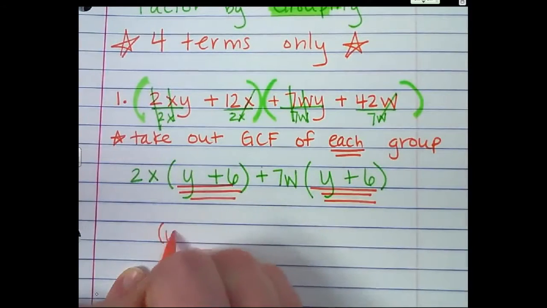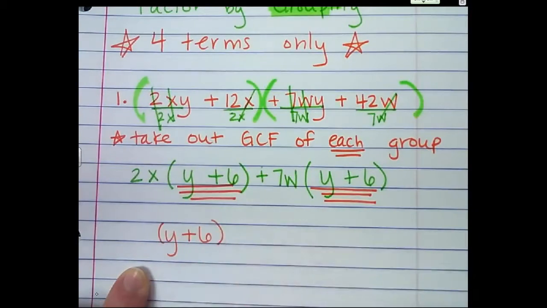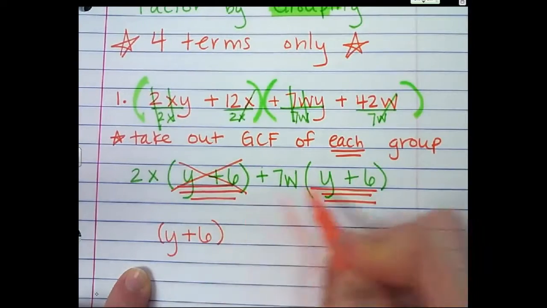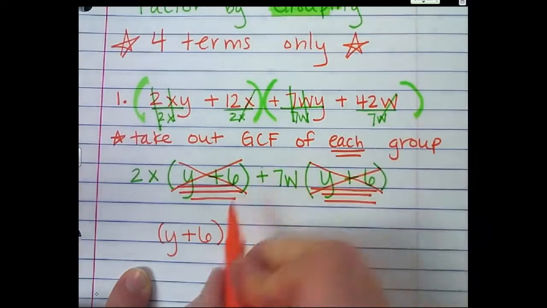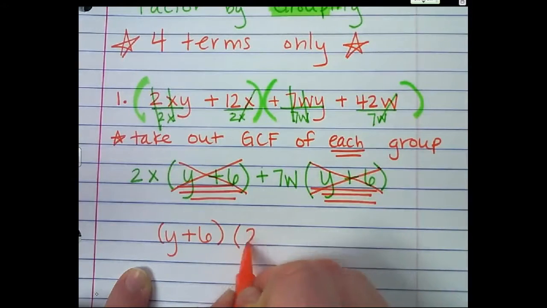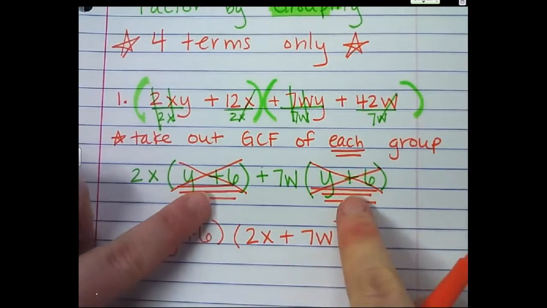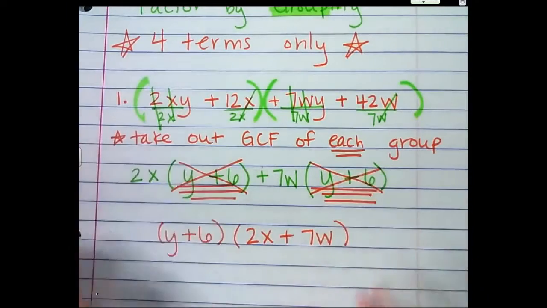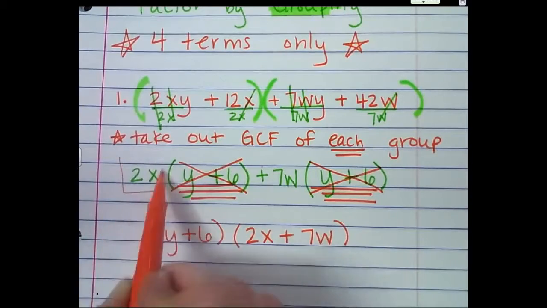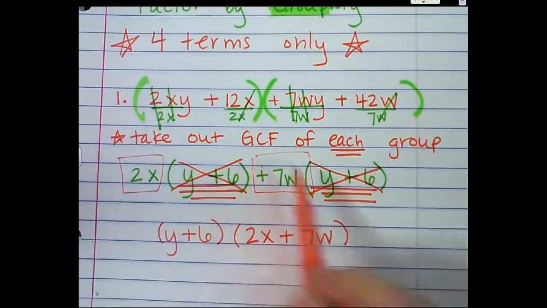So if I take out the y plus 6, which means this is gone and this is gone, what's left? Perfect. So once I take this part out in the parentheses, it's gone, and I have the leftover pieces, 2x plus 7w, and that's it.